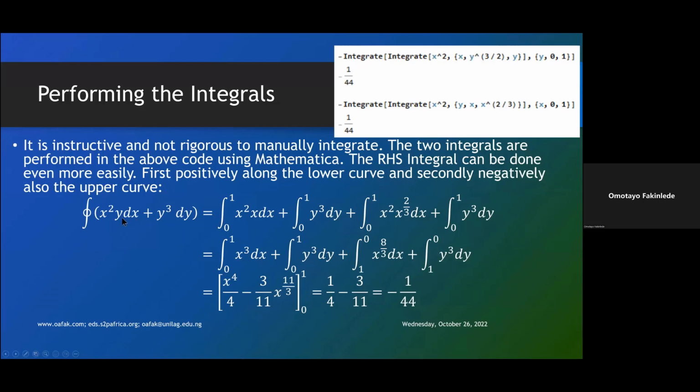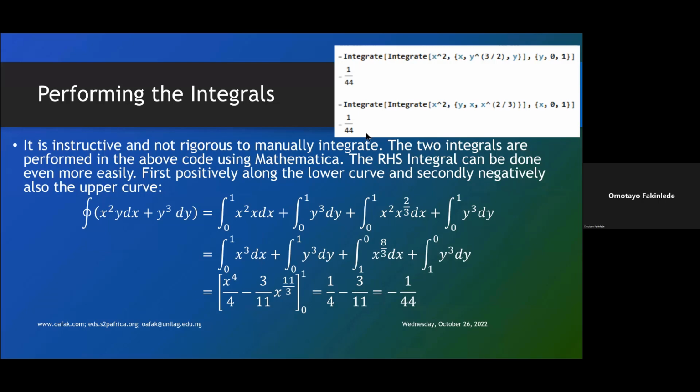This one is the path integral along two paths. This is along the first path, and this is along the second path. Along the first path, x is equal to y. Along the second path, y is equal to x to the power 2 over 3. That's how you got this. From that point on, everything else is drudgery, which you can do over and over.